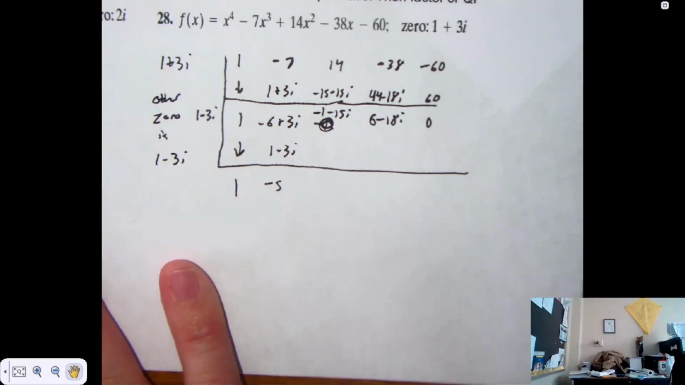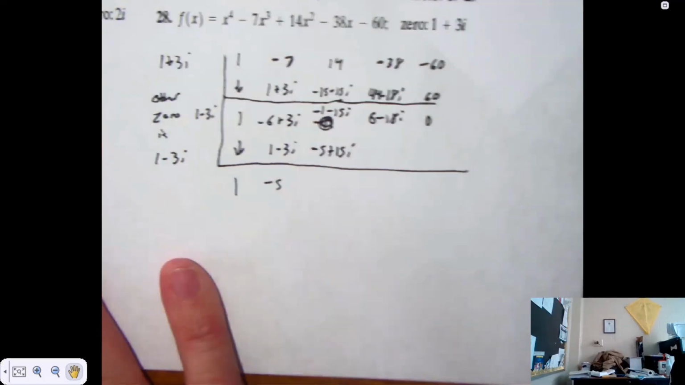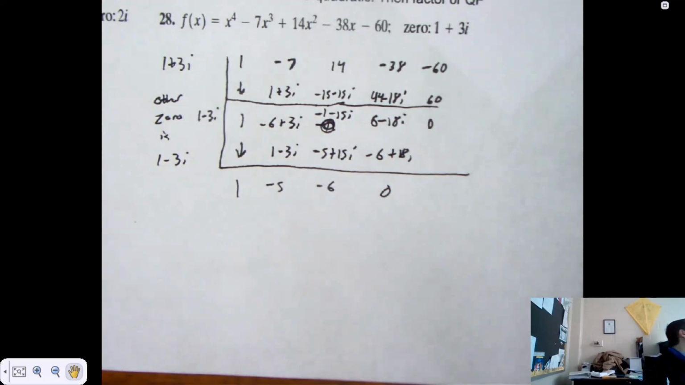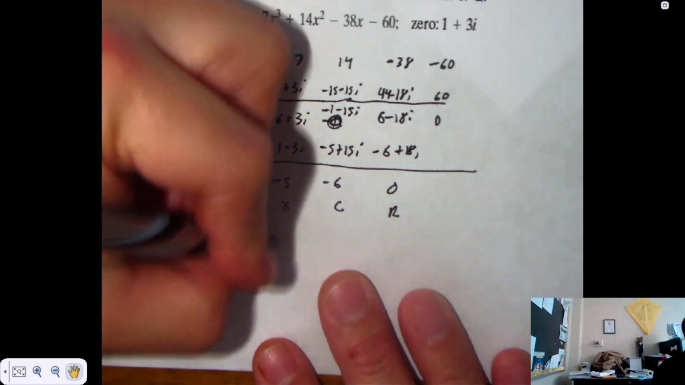1 minus 3i times the negative 5 is negative 5 plus 15i. That seems right. That adds to be negative 6. 1 times 3i is times the negative 6 is negative 6 plus 18i. We get a 0. Now, the hint there is you do this until you reduce it down to a quadratic and then you hit it with the quadratic formula or factor. Because this is your remainder, this is your constant, that's your x squared. This is x squared minus 5x minus 6.